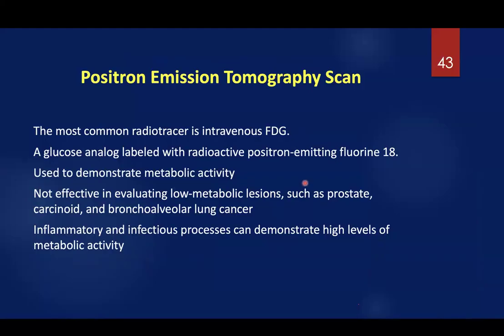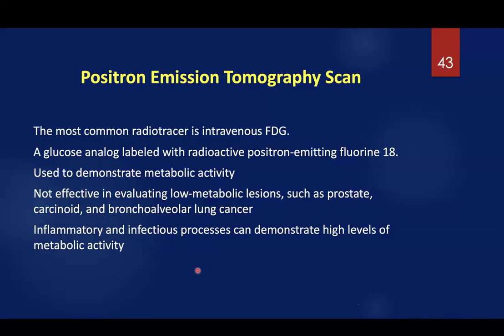PET scan, the most common radio tracer we give is fluorodeoxyglucose. It's a glucose analog labeled with radioactive positron-emitting fluorine 18. It's used to detect metabolic activity. So any lesion that's highly metabolic gives you a very high standardized uptake value. And typically we compare this to standard areas. Prostate cancers, because they're not highly metabolic, and lung cancer, are not usually effective.